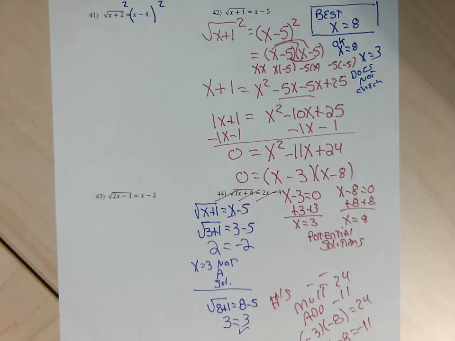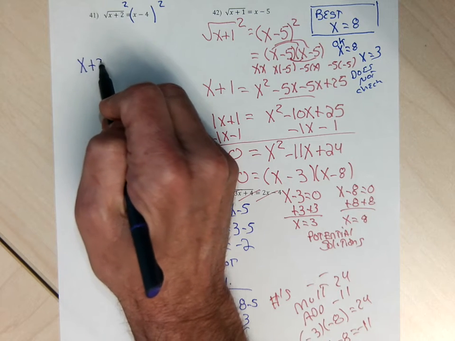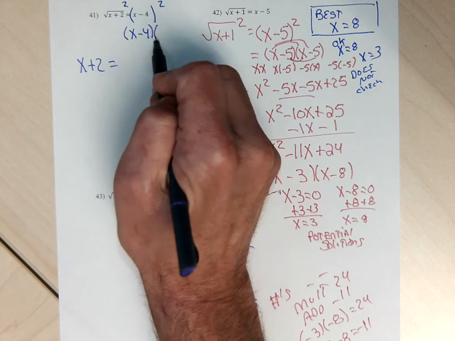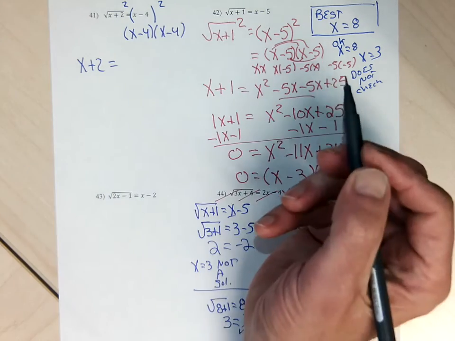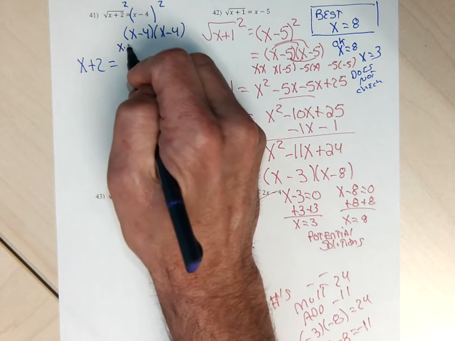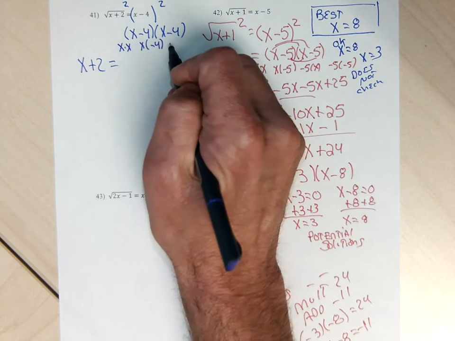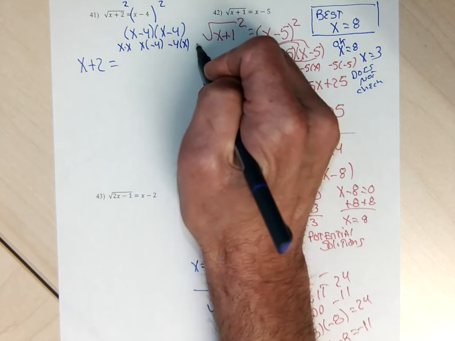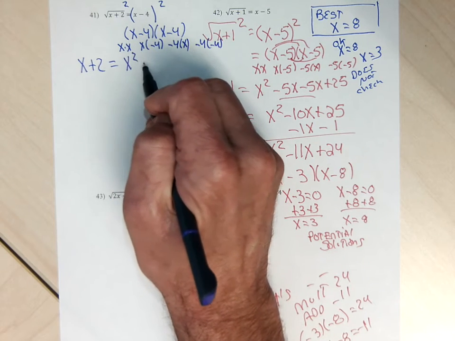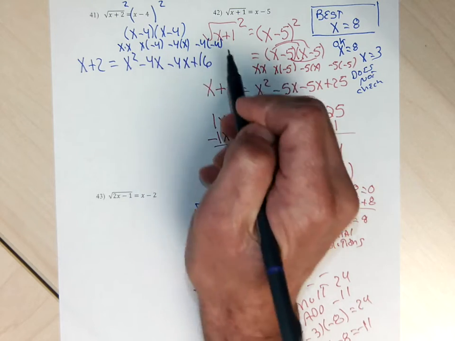Throw parentheses around the left-hand side, on the right-hand side. On the left-hand side, when you square it, you just get the x plus 2 that's under the radical. On the right-hand side, to square it, I need to create 2 parentheses and do the 4 multiplications to clear those parentheses. The multiplications are x times x, x times minus 4, minus 4 times x, and minus 4 times minus 4, which is x squared minus 4x minus 4x plus 16.